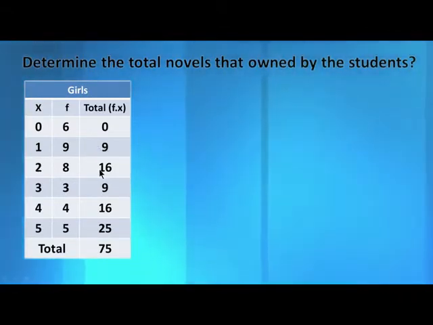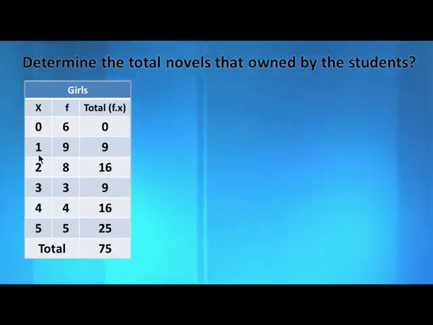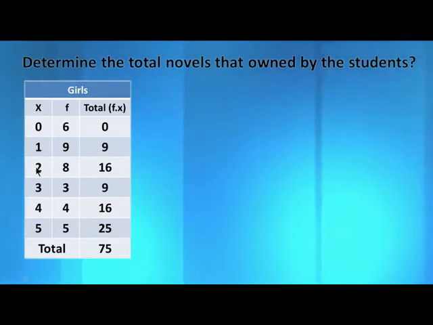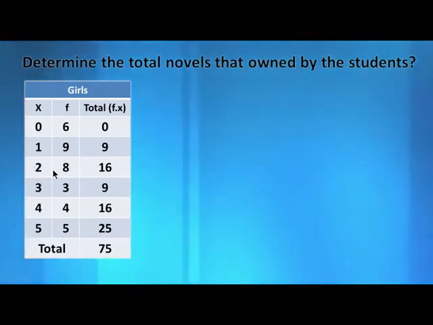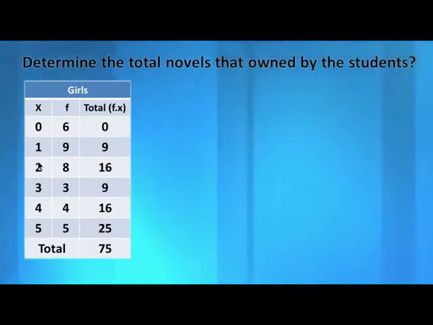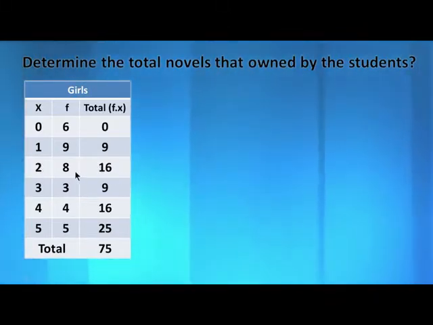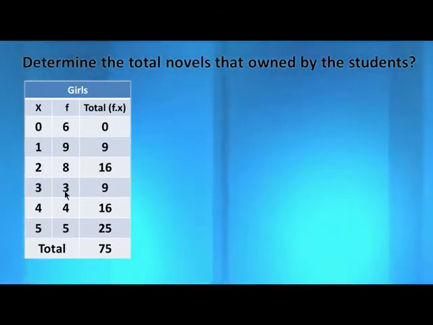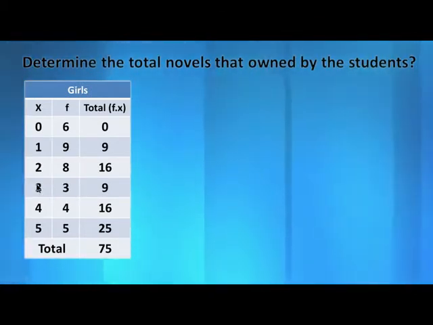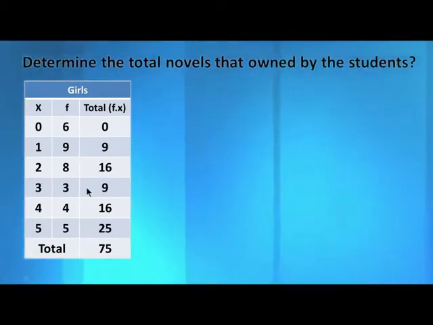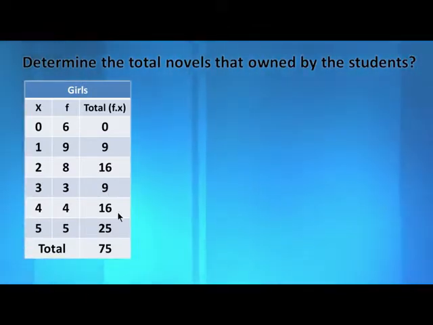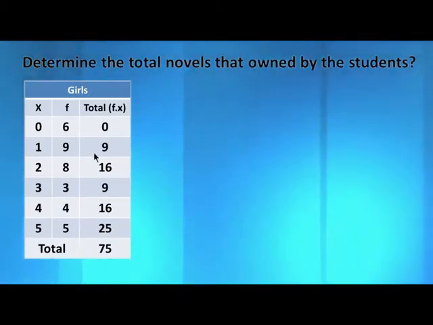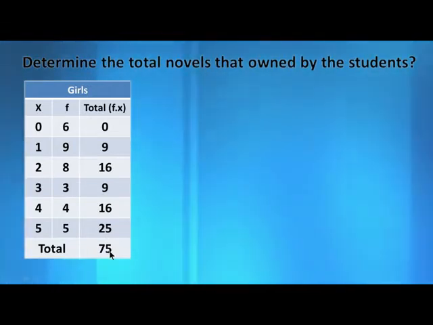How about this one? The number of girls that have 2 novels is 8. There are 8 girls that have 2 novels each, so 8 students, each student has 2. So the total is 16, 8 times 2, the total novels owned by these 8 girls. How about these 3 girls? These 3 girls own 3 novels each. So 3 times 3 is 9. 4 times 4 is 16, and 5 times 5 is 25. So for the total novels owned by girls, you add all these numbers together, and you will find 75.